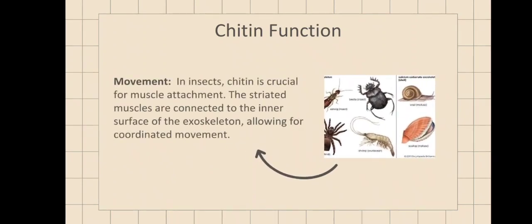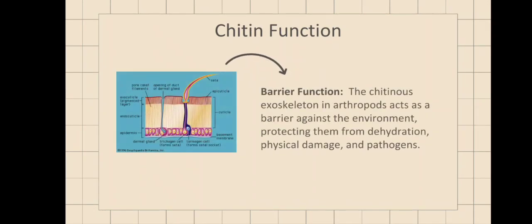Movement. In insects, chitin is crucial for muscle attachment. The striated muscles are connected to the inner surface of the exoskeleton, allowing for coordinated movement. Barrier function. The chitinous exoskeleton in arthropods acts as a barrier against the environment, protecting them from dehydration, physical damage, and pathogens.